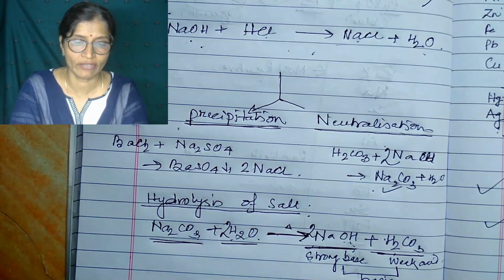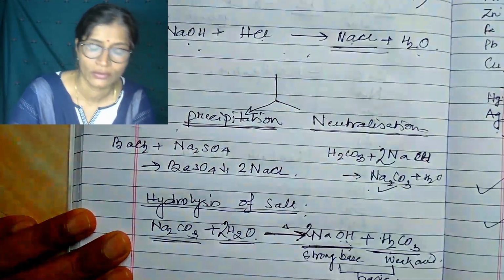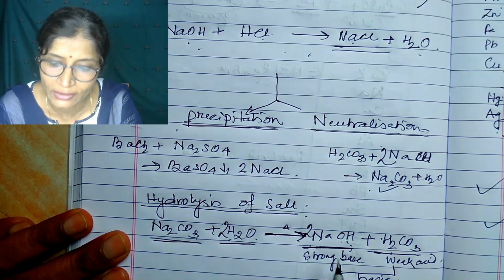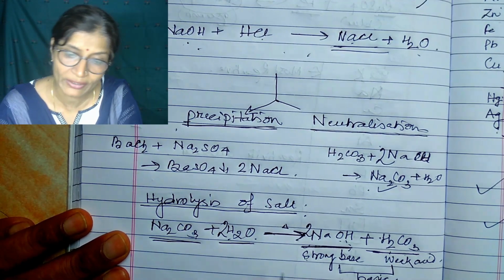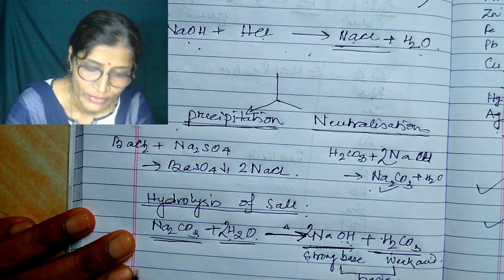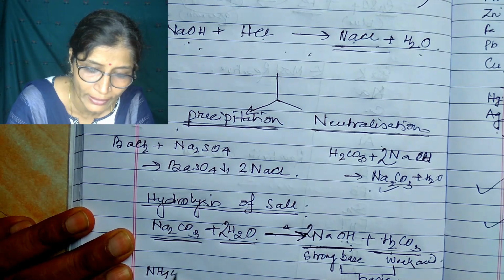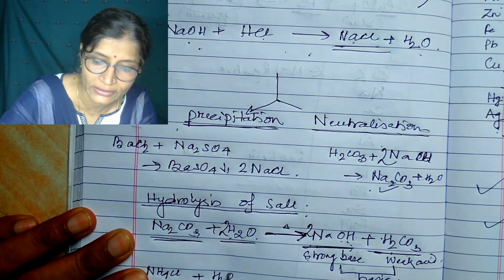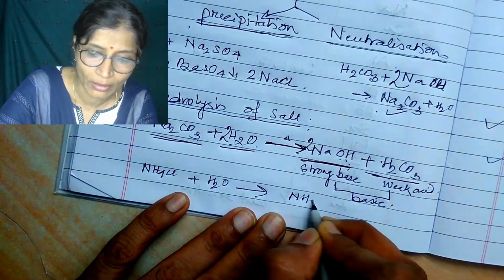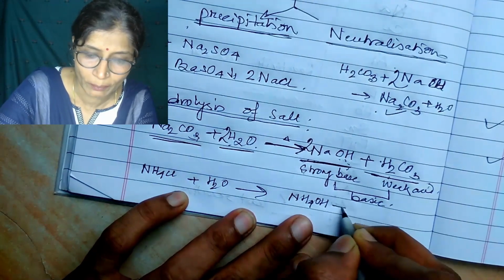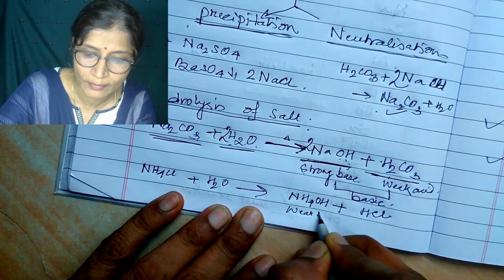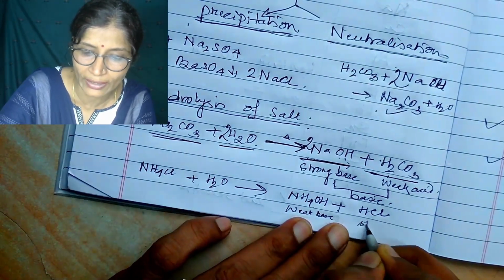Now another salt, suppose sodium chloride. Sodium chloride is made up of a strong acid and strong base. So here I have taken the strong base and weak acid. Now I will take a strong acid and weak base salt, ammonium chloride. So ammonium chloride plus water hydrolyzed. Then it will give you what? On hydrolysis, ammonium hydroxide, NH4OH, plus HCl. So this is what? This is a weak base. And this is what? Strong acid.